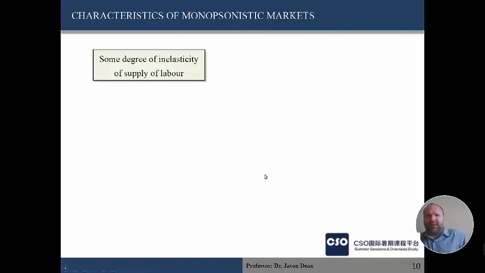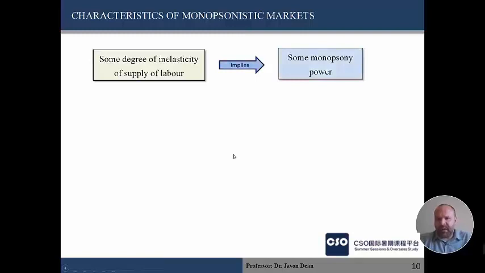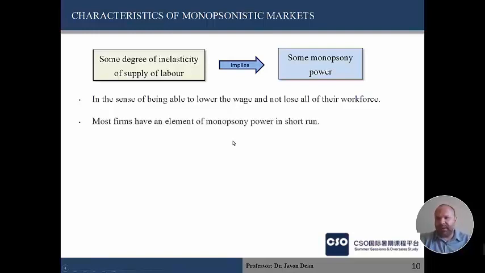So monopsonist markets have some degree of inelasticity in terms of the supply of labor, and that implies they have some monopsony power. Now the reason for that is we're saying they have market power in the sense that they can lower the wage and not lose all of their workforce. Remember, in a competitive firm, if they lower the wage, they will lose all their workers. But that's not the case for a monopsonist. They don't face a perfectly elastic supply curve.